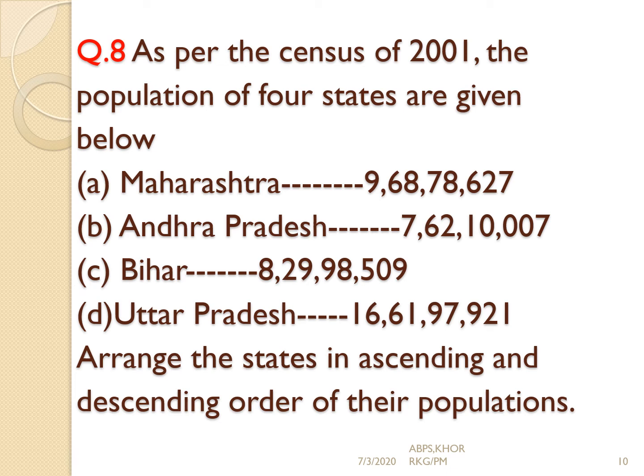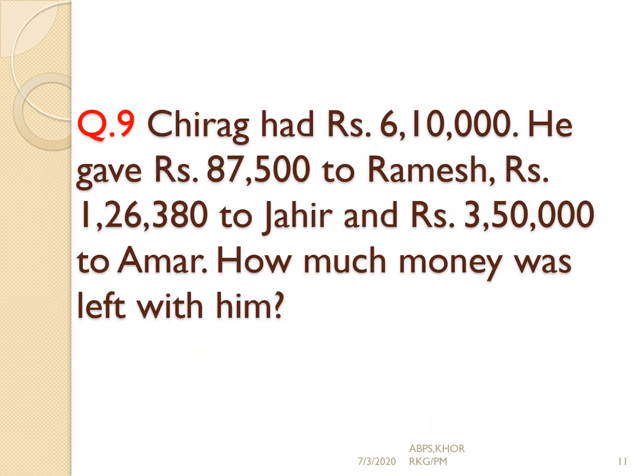What you have to do? You have to arrange these numbers. It means the population given here in ascending and descending order, and as per that you have to arrange the states. Come to question number 9.